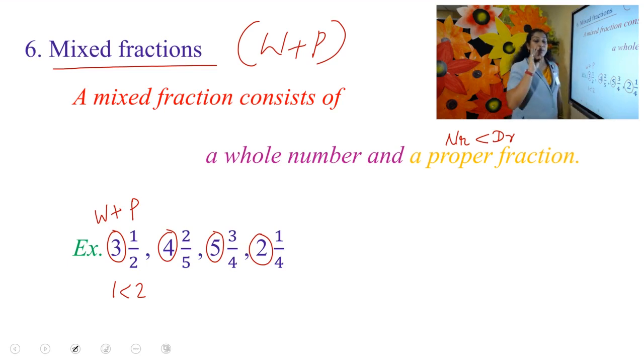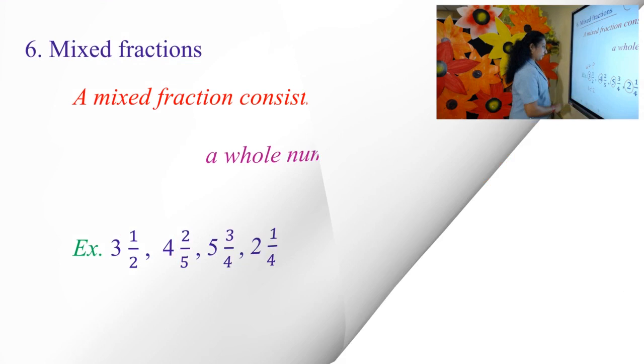So now we learned about 6 types of fraction. First one was like fractions, same denominators. Unlike fractions, different denominators. Unit fraction, numerator is equal to 1. Proper fraction, numerator less than denominator. Improper fraction, numerator greater than denominator. Mixed fraction, it consists of a whole number and a proper fraction. Understood? So, next.